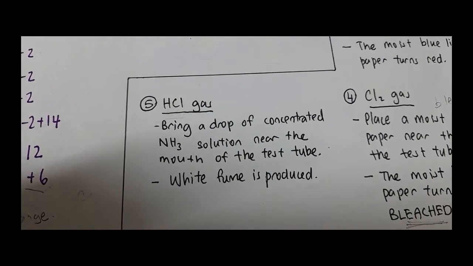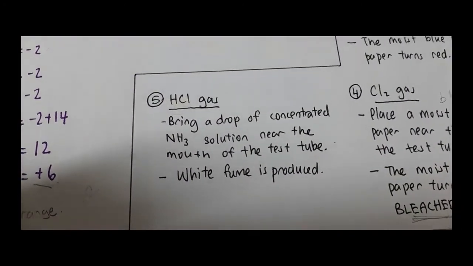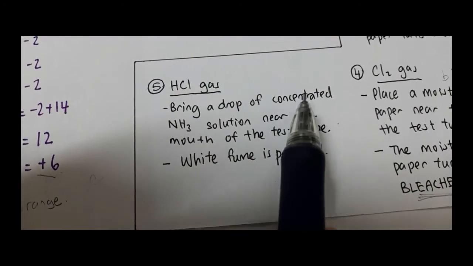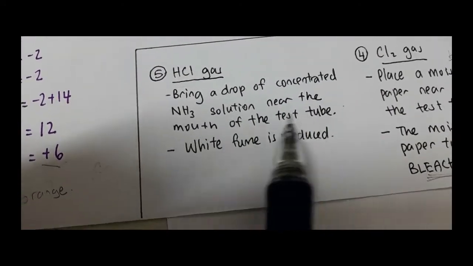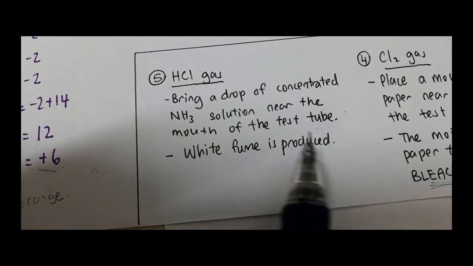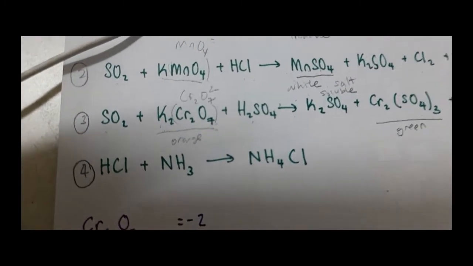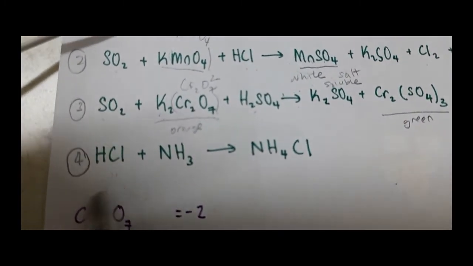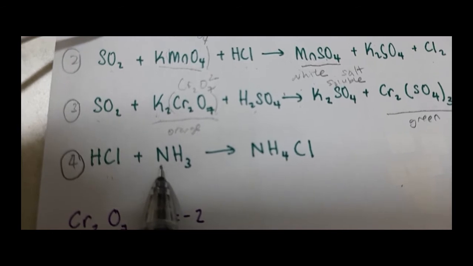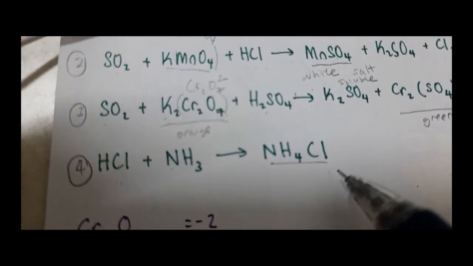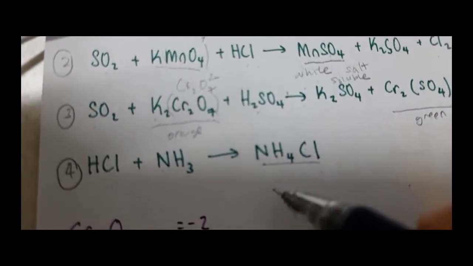Lastly we have HCl gas, or hydrogen chloride gas. This one is also different. You have to bring a drop of concentrated NH3 solution near the mouth of the test tube, and then white fume will be produced. So why is white fume produced? Let's look at the equation again. Equation 4: you have HCl, hydrogen chloride gas, and NH3, which is ammonia. When these two react together, they produce this ammonium salt, and this salt here is white.